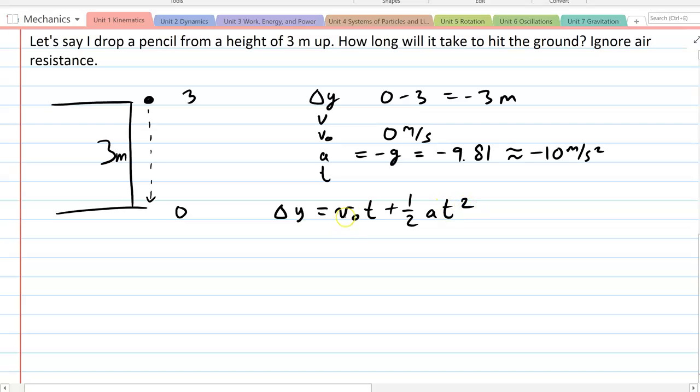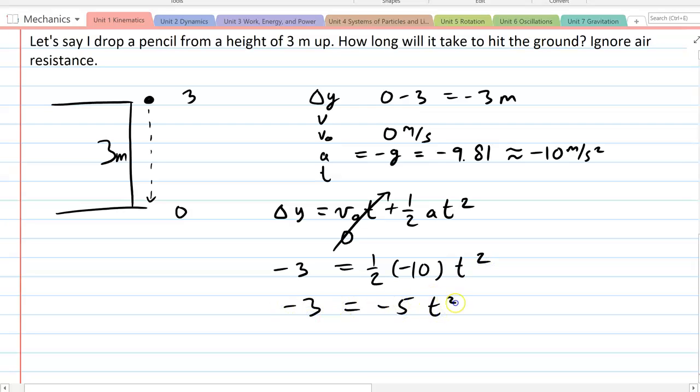So we can see that this is 0, so it goes away. And then we can just plug in what we know, right? -3 meters, or -3 equals 1/2 a, which is -10 in this case, t squared. So then I simplify it through, and I get 3/5 is equal to t squared, and then I'm just going to solve it on my calculator.